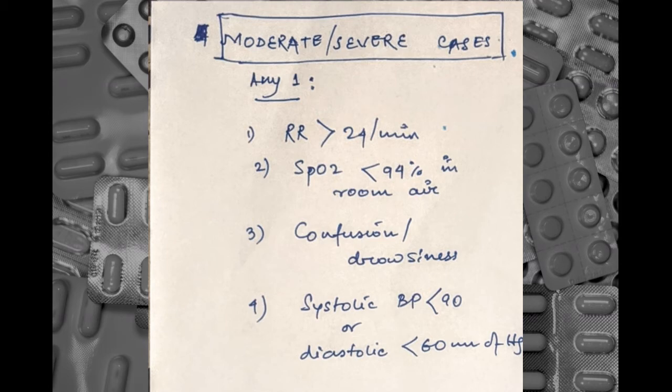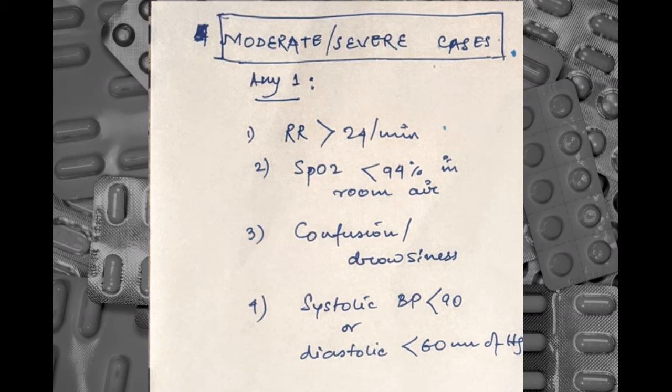Okay, there are a lot of equipments available in which you can measure that. Number 3 is if there is confusion or drowsiness in those patients. And lastly, if the systolic blood pressure is less than 90 or diastolic is less than 60 millimeter of mercury. So in these patients, what to do? They are moderate or severe cases. So we have to admit those patients in the hospital.